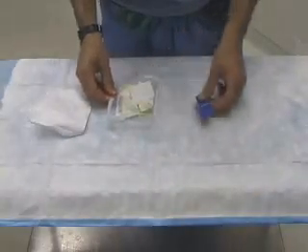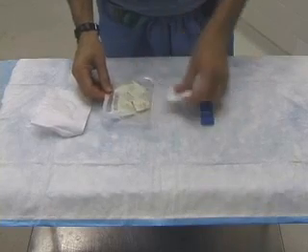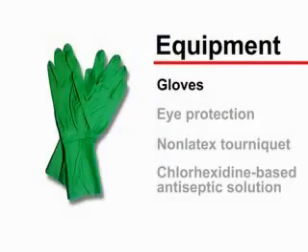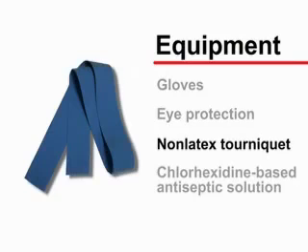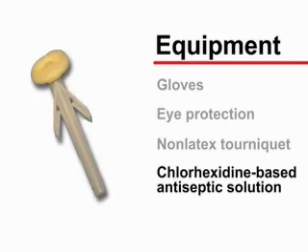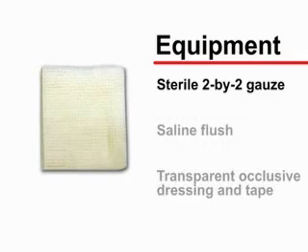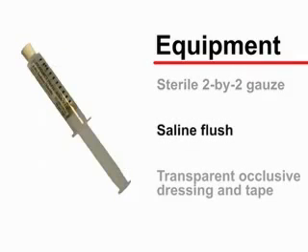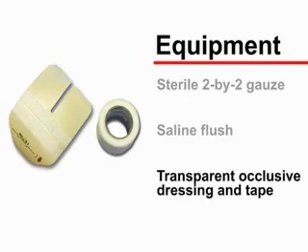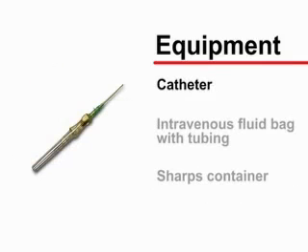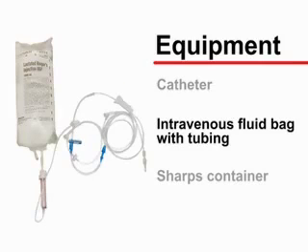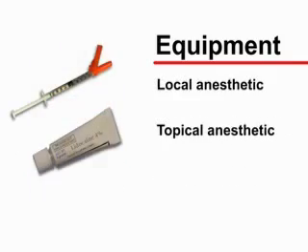Gather the equipment and have it ready at the bedside before beginning the procedure. You will need gloves, eye protection, a non-latex tourniquet, chlorhexidine-based antiseptic solution, sterile 2x2 gauze, a saline flush, a transparent occlusive dressing and tape, and appropriately sized catheter ranging from 14 to 24 gauge, an intravenous fluid bag with tubing, and a sharps container. A local or topical anesthetic may be required if the catheter is 20 gauge or greater.